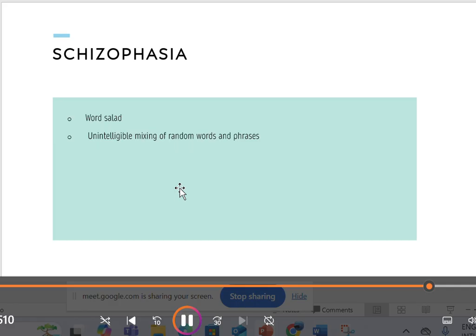I just want to say I love ice cream. Instead of that, I will mix random words: I love, I like, I eat, all such things. I mix all different words. Then it is known as jargon aphasia, finally producing an unintelligible output.